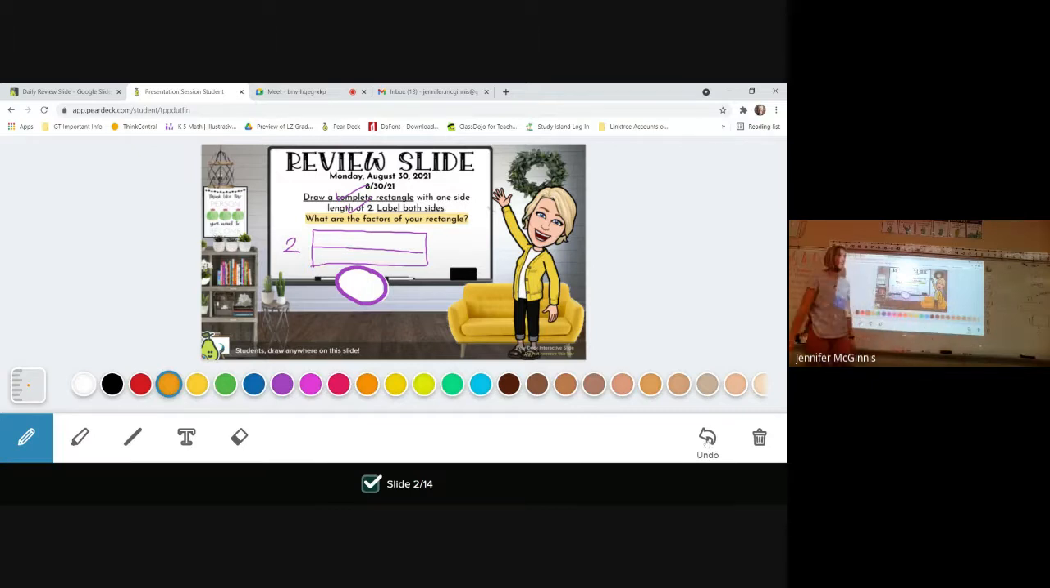What other number can it pretty much not be? Remington. 0. That wasn't what I was thinking, but you're right. It cannot be 0 because 0 would be nothing, right? What else can it not be, Cameron? 3. It can't be a 3. Why can it not be a 3, Cameron? Because it has to be just a little bit bigger.